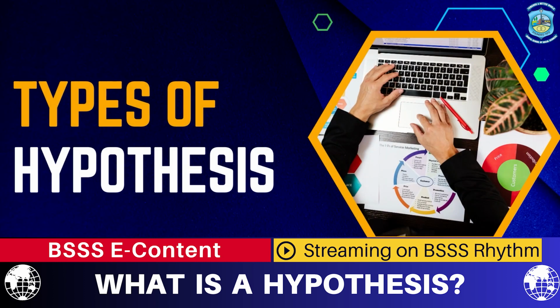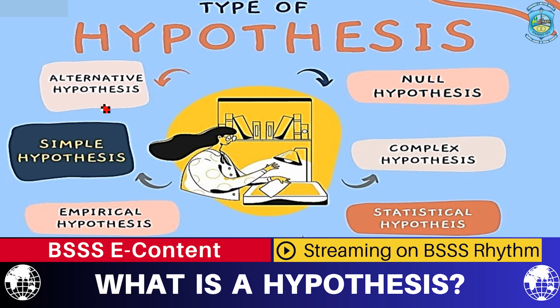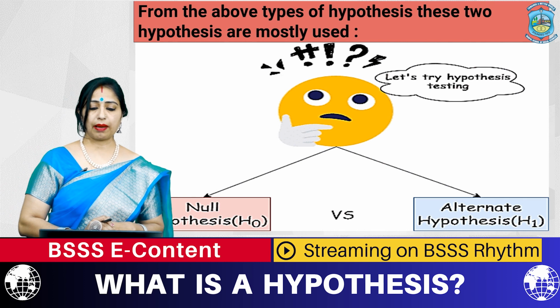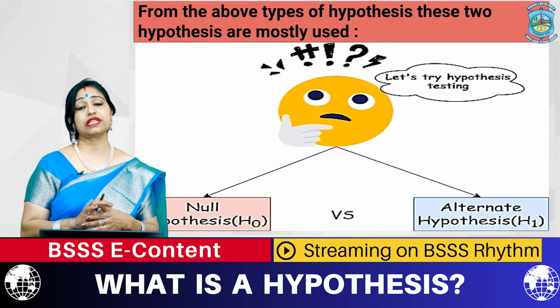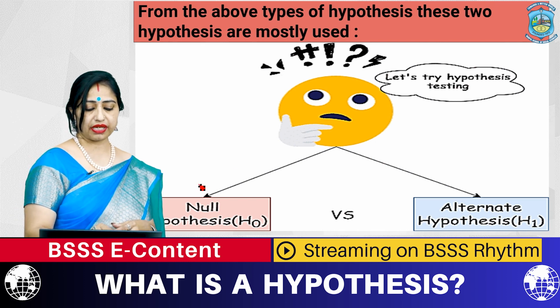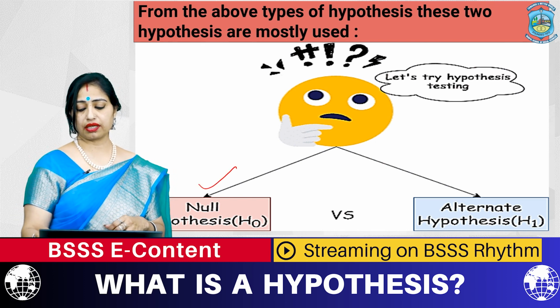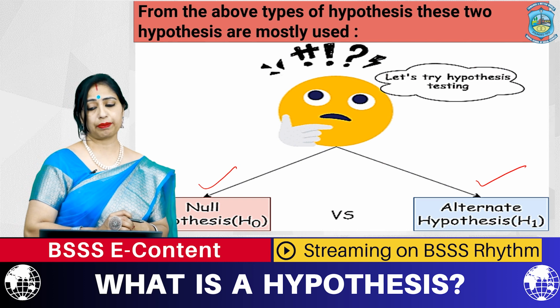Let's talk about certain types of hypothesis in research. First of all, we talk about alternative hypothesis, then null hypothesis, simple hypothesis, complex hypothesis, empirical hypothesis or statistical hypothesis. When you talk about the two major hypotheses which are very prevalent in research, the first one is the null hypothesis and the other one is the alternate hypothesis.